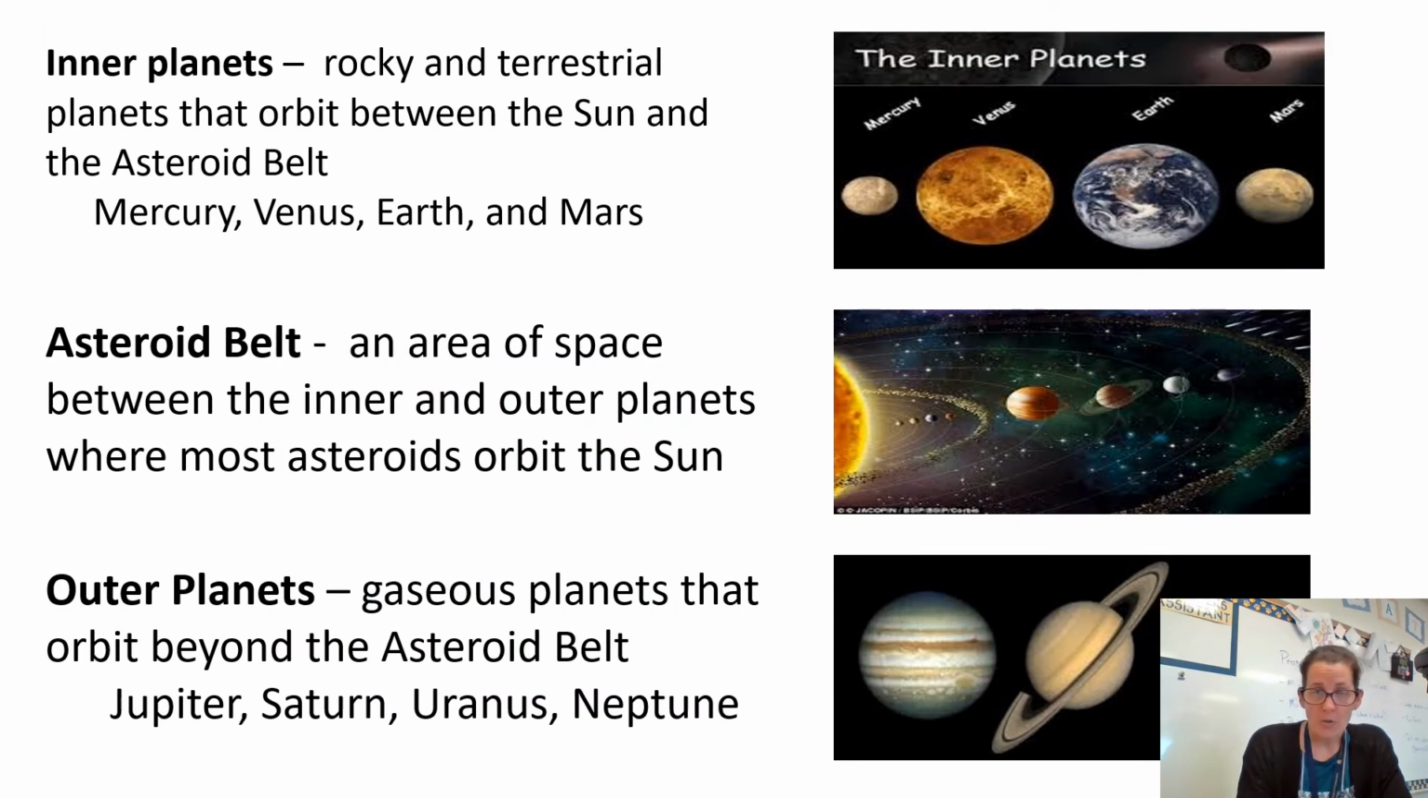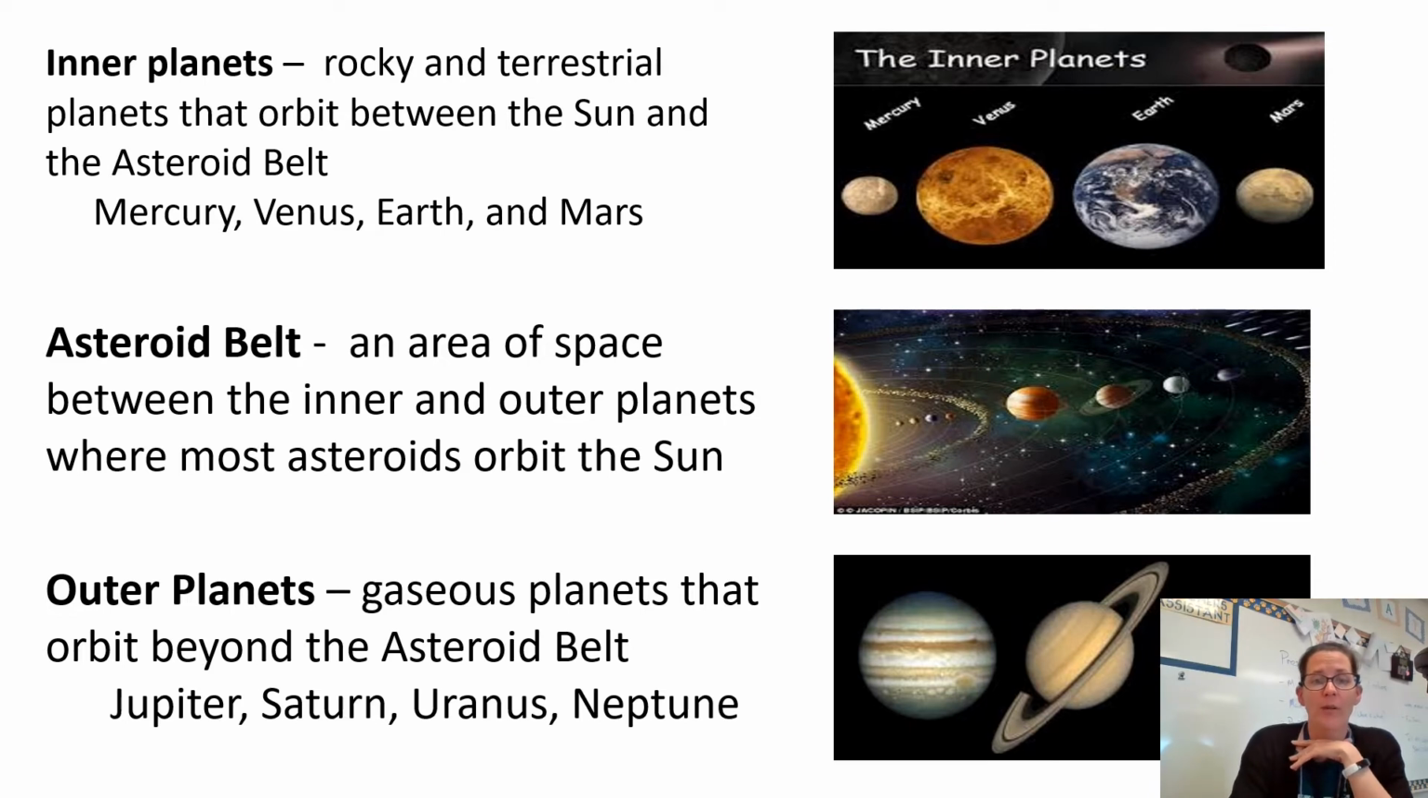So in our solar system, the inner planets are rocky and terrestrial planets that orbit between the sun and the asteroid belt. We'll talk more about the asteroid belt in just a little bit. The 4 inner planets in our solar system are Mercury, Venus, Earth, and Mars, and they go in that order. So Mercury's closest to the sun, then comes Venus, Earth is number 3, and Mars is number 4.